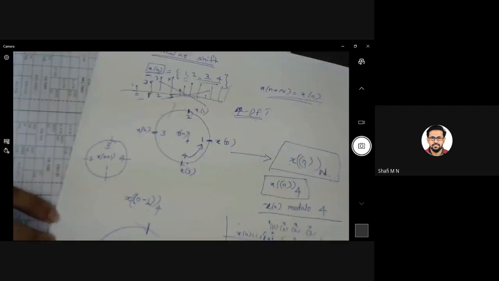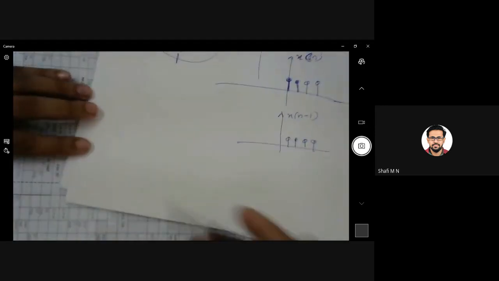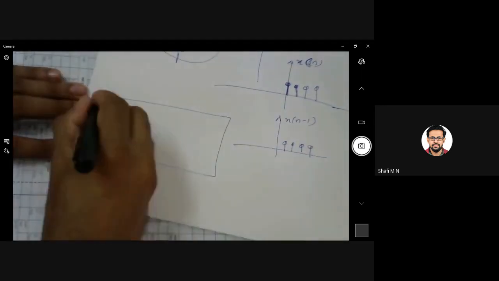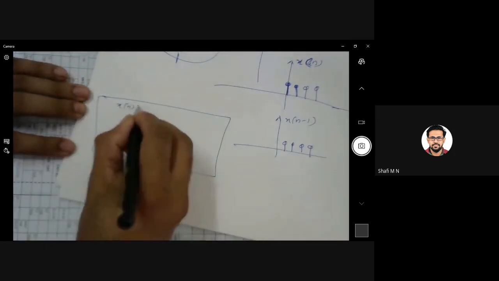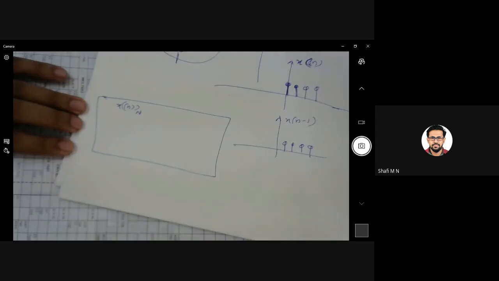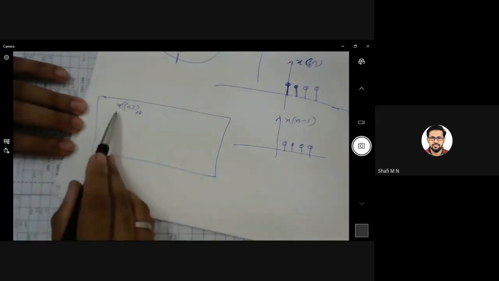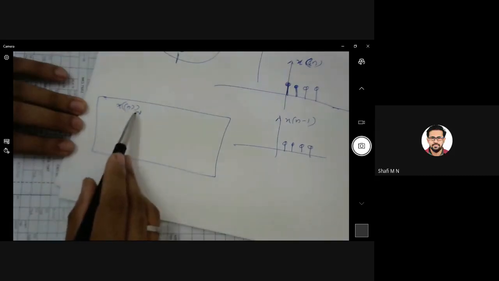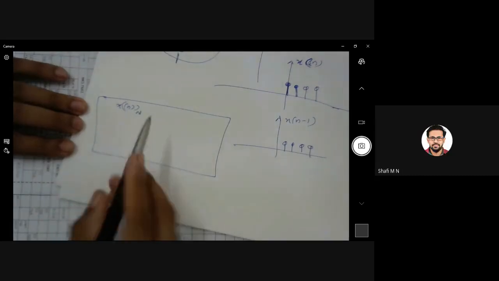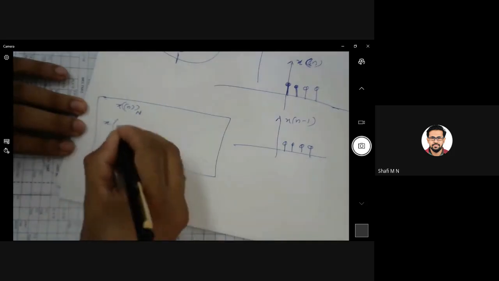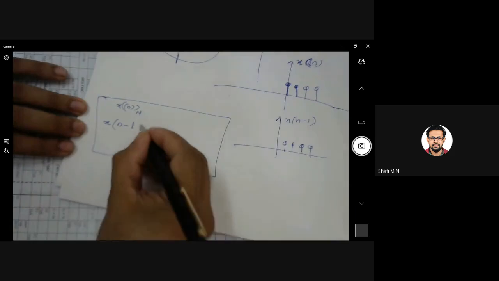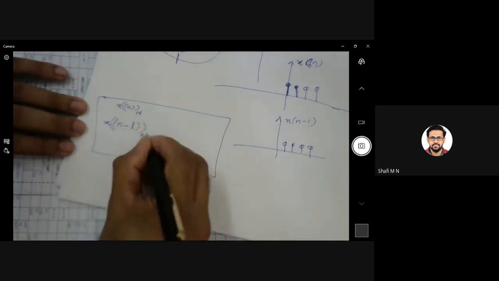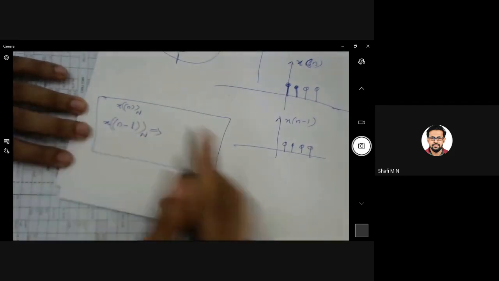I will conclude it here. If you have doubts, watch the video once more. So this is the conclusion. How will you read this? X of n modulo capital N. Okay, so x of n minus L, this is L, small letter L, modulo capital N. What does it imply?